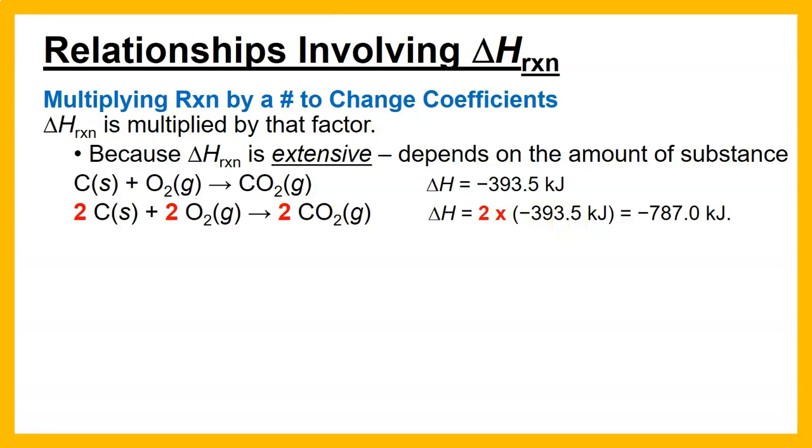I have twice the material. That enthalpy is extensive, right? It's an extensive property. The quantity of material matters. We have more bonds being made and broken. We're going to have more energy being transferred. So I can use that multiplying trick to adjust my coefficients when I'm trying to piece my puzzle together a little bit. Another thing you can do is you can reverse a reaction.